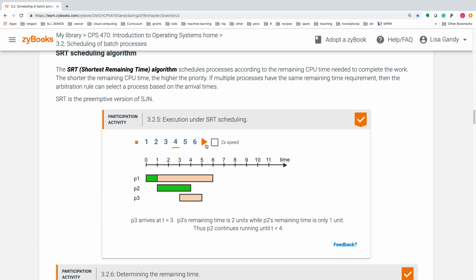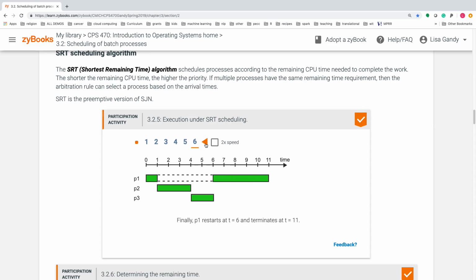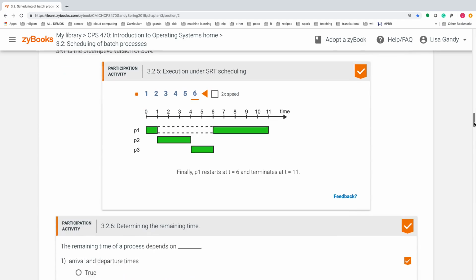Process 3 arrives at time 3. Process 3's remaining time is 2 units, while process 2's remaining time is 1 unit. So process 2 continues running until time 4, because it's going to finish. At t equals 4, process 1's remaining time is 5 units, and process 3's remaining time is 2. So P3 starts and runs. And then process 1 finishes. It's the only thing left on the ready list. It's taken off. Finished. Questions about that?